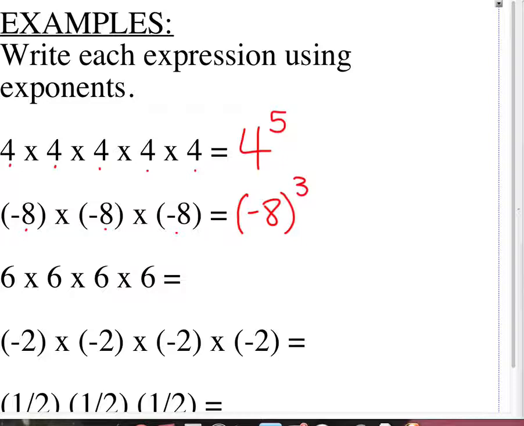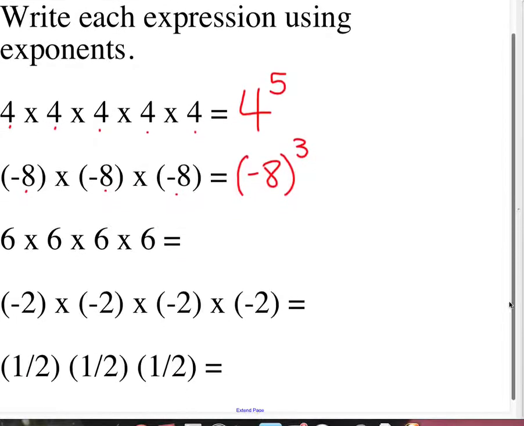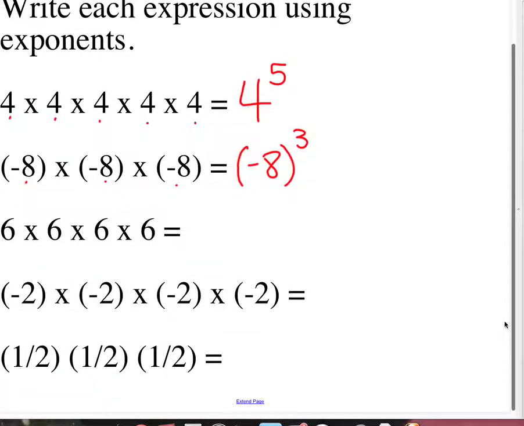Now, on a little side note here, if you did not have it in parentheses, that does, in fact, kind of change what the problem is telling you to do. We'll get into that a little bit more when we're in class together. But for now, just realize that if they show parentheses, you need to show parentheses around the base number, okay? You leave those parentheses off, especially if it's a negative, and you're very likely going to end up with an incorrect solution. What's the base number on this next guy? 6. How many are there? 4. So 6 to the fourth power.